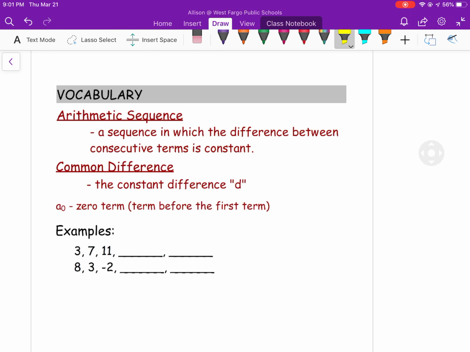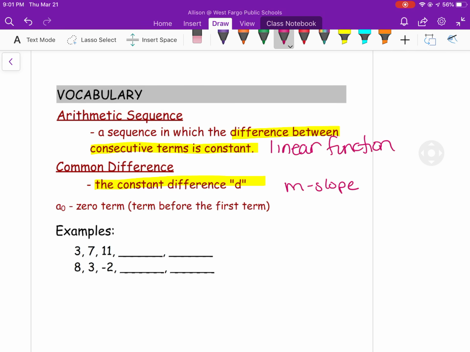An arithmetic sequence is a sequence in which the difference between the consecutive terms is constant. And if you remember when we talked about linear equations, linear functions have a constant rate of change. We call that slope. So it's going to be really similar to a linear function with a constant rate of change, or slope. In an arithmetic sequence, though, we call the constant difference d, whereas in a linear function, we call that m, slope.